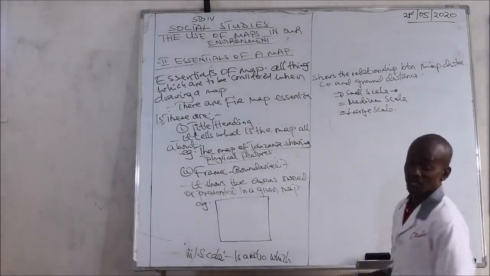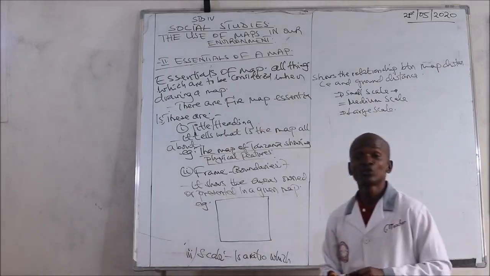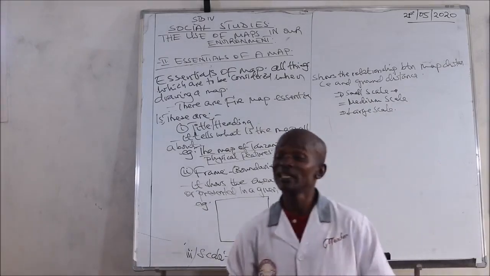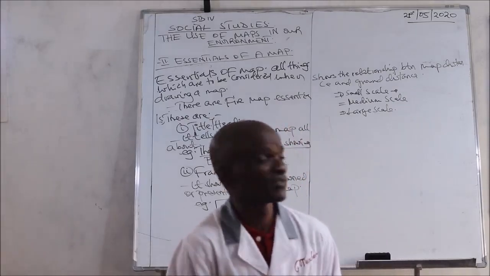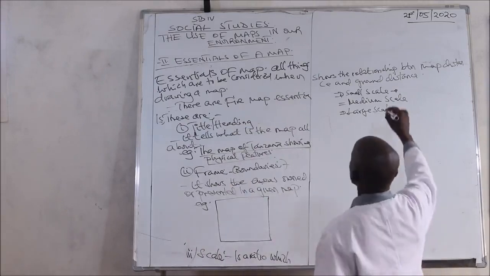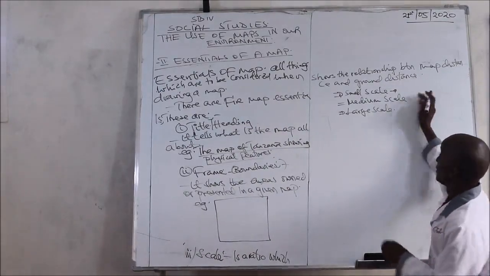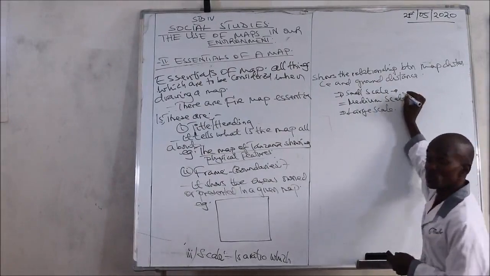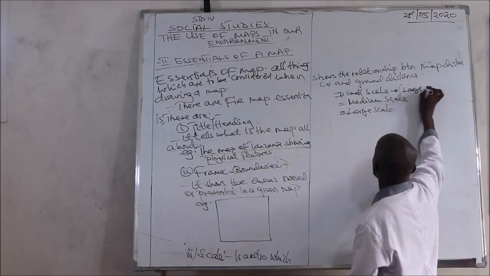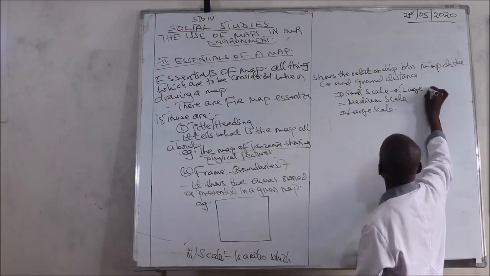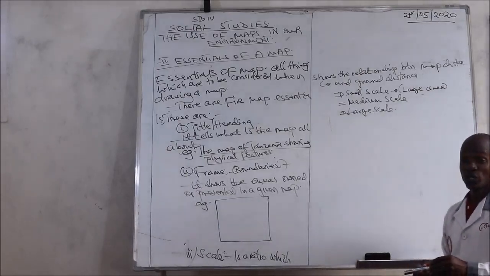Now, let's look a little bit at the small scale. Small scale is used to draw a wide area. For instance, you just want to draw the map of Tanzania. You just want to draw the map of Africa. You just want to draw the map of the world. This one, we use small scale. So it's used to present a large or wide area of land. This one, we use the so-called small scale.